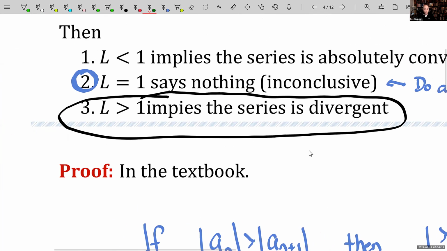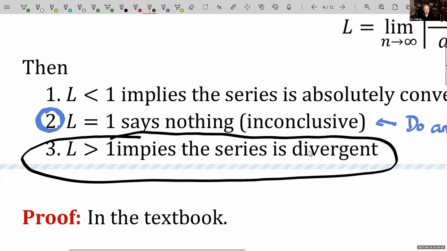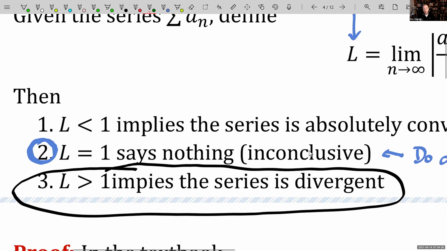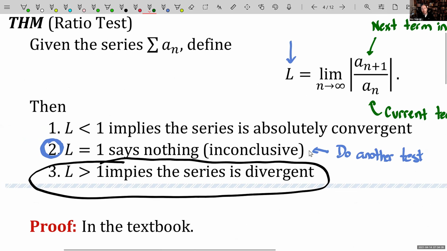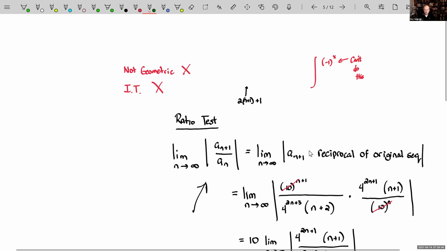However, if the next term in line, a sub n plus 1, is less than a sub n in absolute value, the series is decreasing. It's getting smaller and smaller. And that means that ratio is less than 1, which implies the series converges absolutely because we're taking the absolute value of the terms. And finally, very important, if you use the ratio test and you get that the limit of this ratio is 1, then the ratio test is inconclusive and you have to do another test. And then we did some examples.